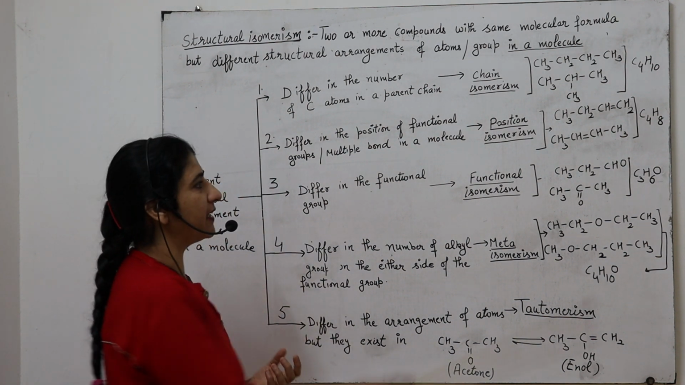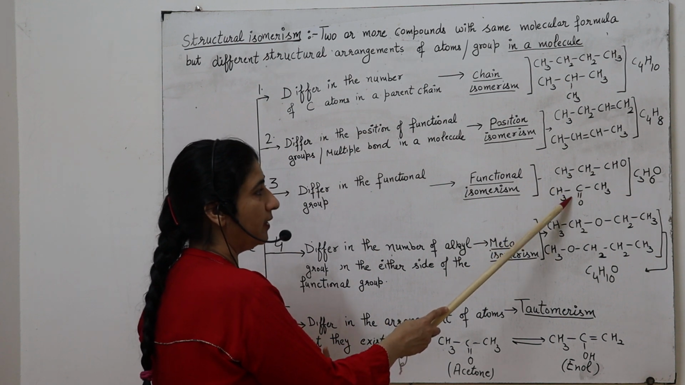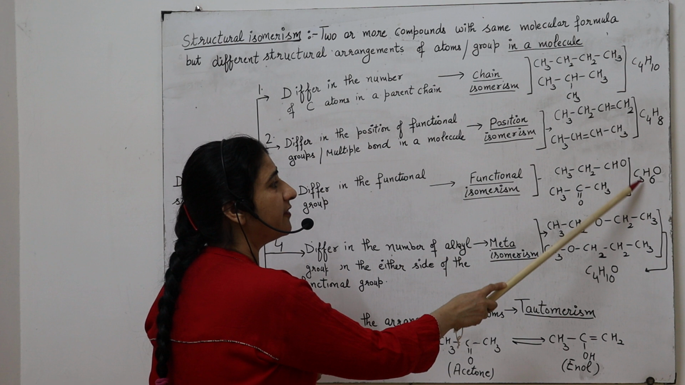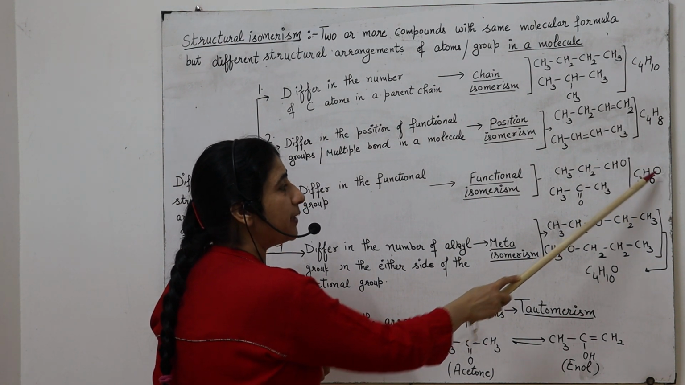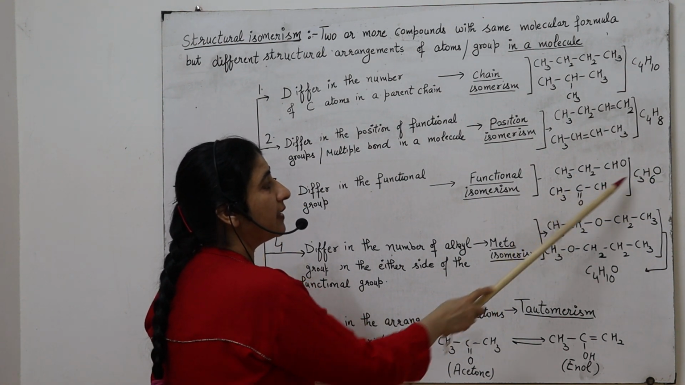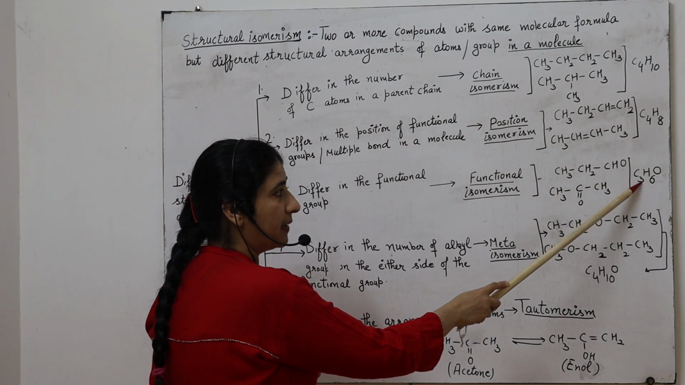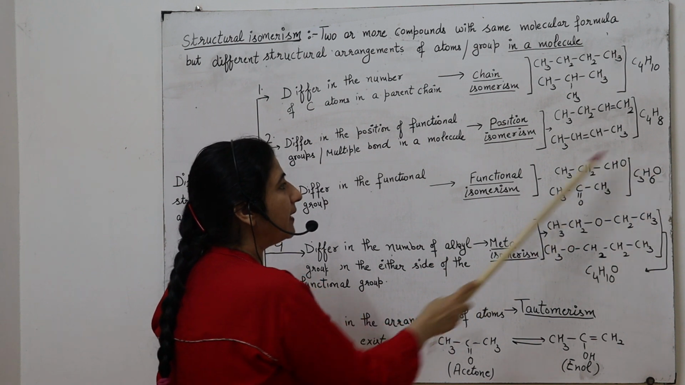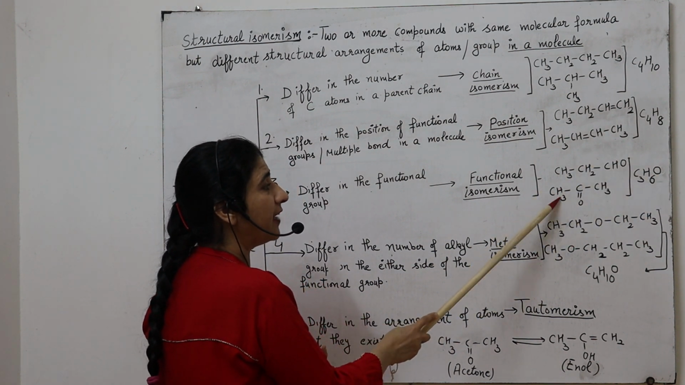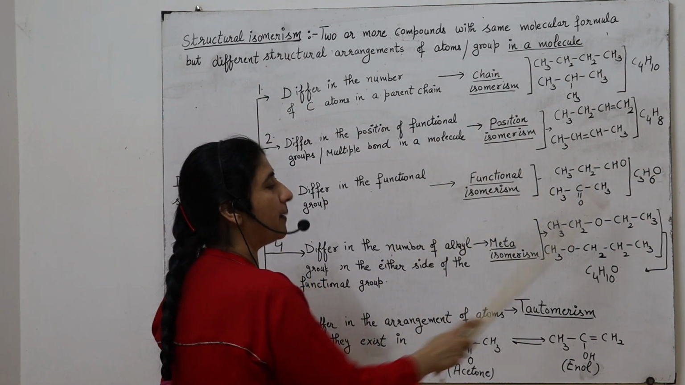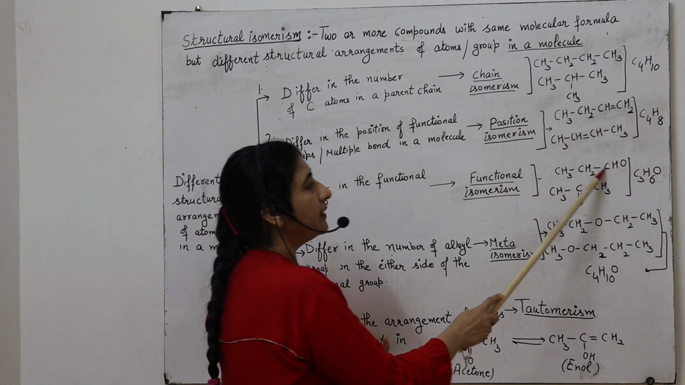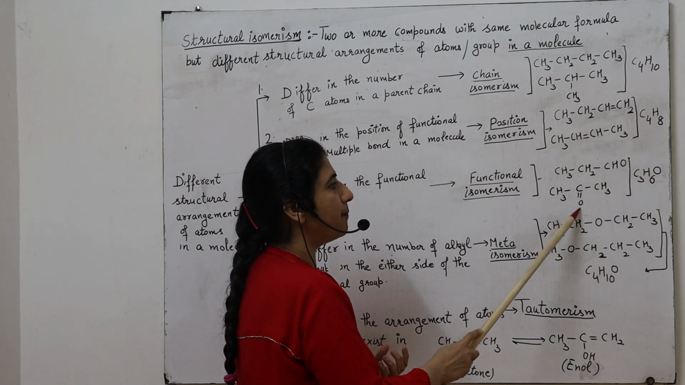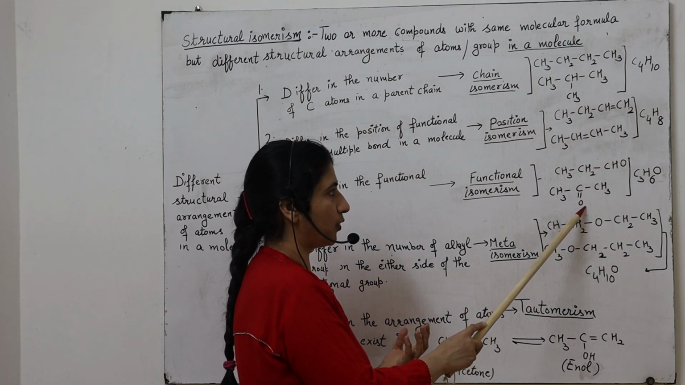To explain it, I am taking the example of these two compounds. These two compounds have the same molecular formula, that is C3H6O. It means these two compounds contain 3 carbon atoms, 6 hydrogen atoms and 1 oxygen atom. But these two compounds are different due to different functional groups. This compound contains an aldehyde functional group and this compound contains a ketone functional group.